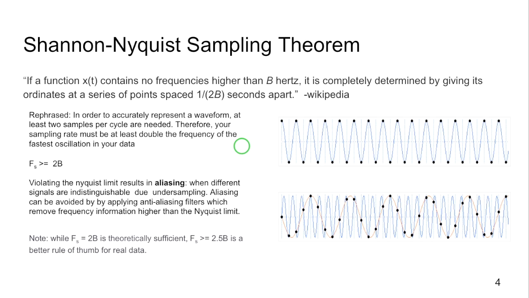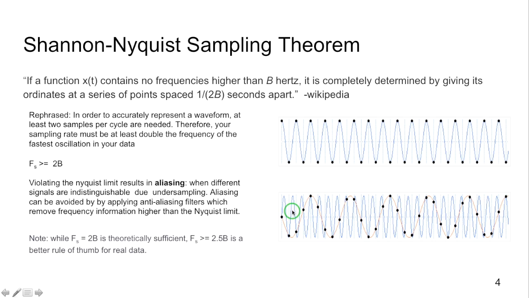If you undersample your data, which is to say you have less than 2 samples per cycle, you will end up with aliasing, which is a type of artifact. And it's called aliasing because it results in a situation where your digitized signal may represent more than one actual signal. And here's an example of it in this figure.